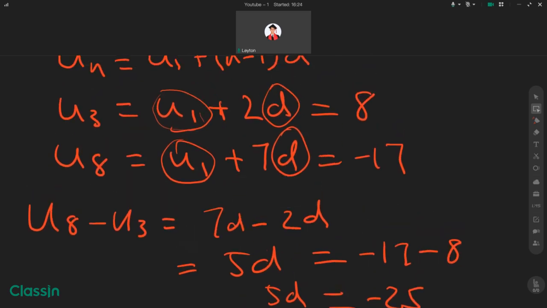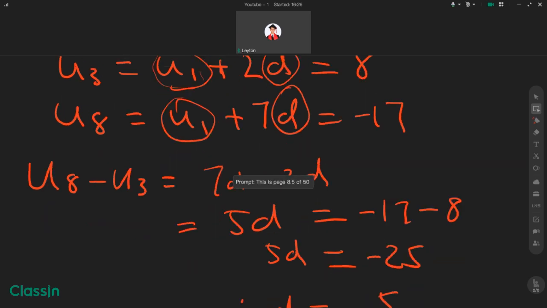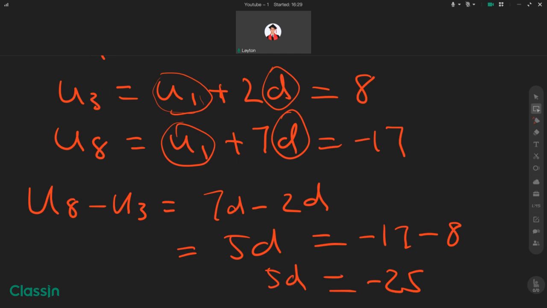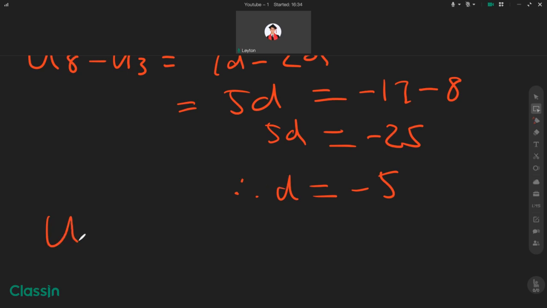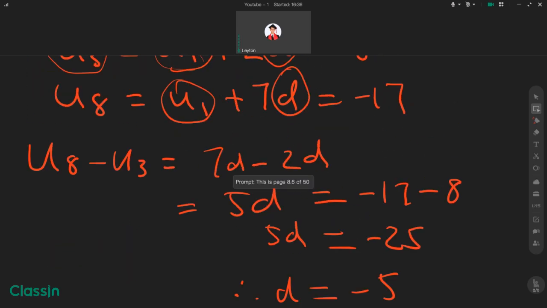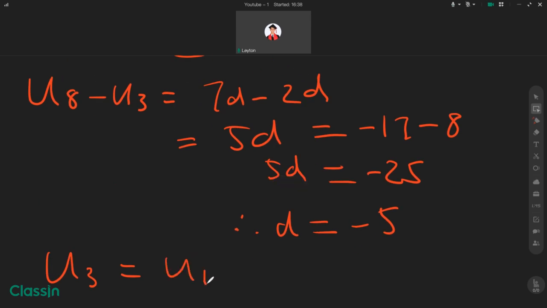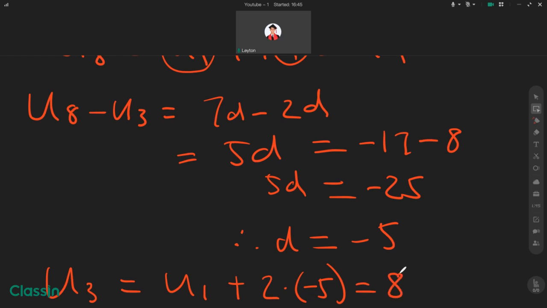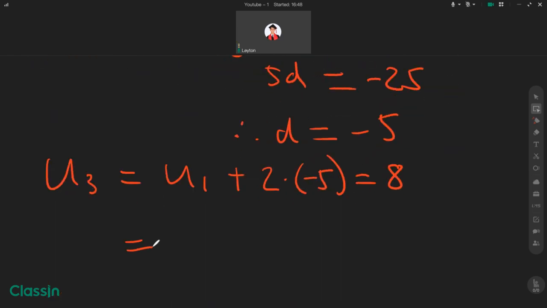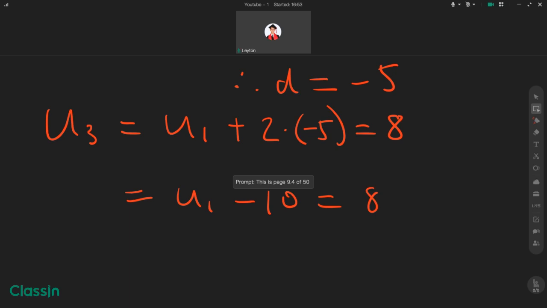And u1, so let's try and find u1 now. If we sub that back into u3, which is the easier one, it's going to be u1 plus 2d is equal to 8. So u1 minus 10 is equal to 8. And so u1 is equal to 18.